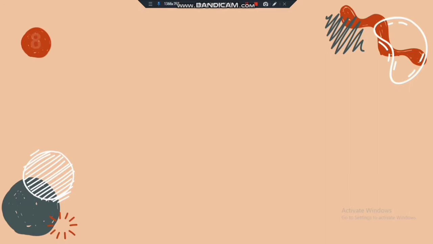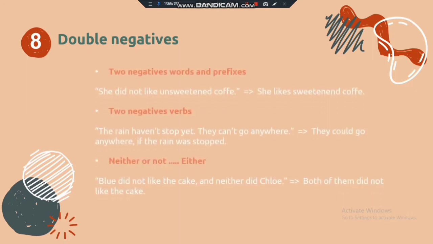Number 8. Double negatives. It is divided into three terms. The first one is two negative words and prefixes. If you find a double negative word or prefix, the answer is the positive form. Negative words which meet negative prefixes work like the theory of mathematics: minus meets minus and becomes positive.